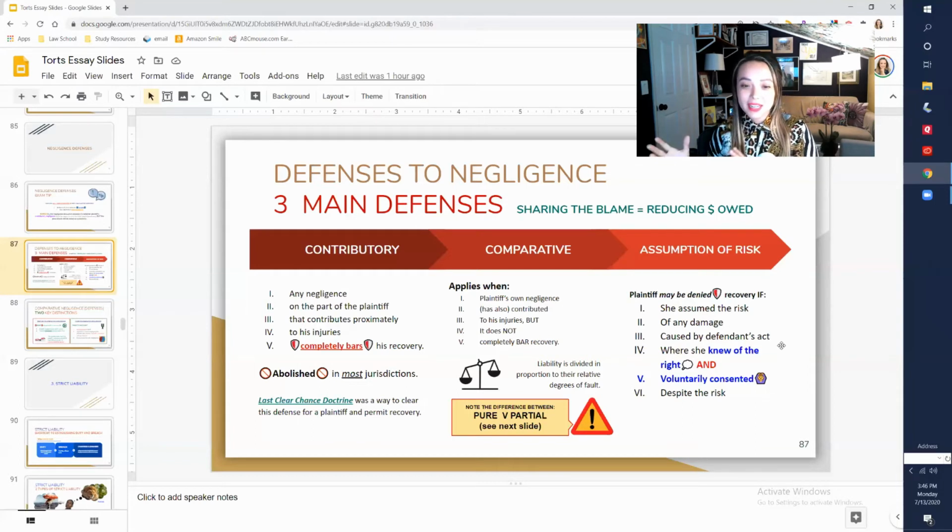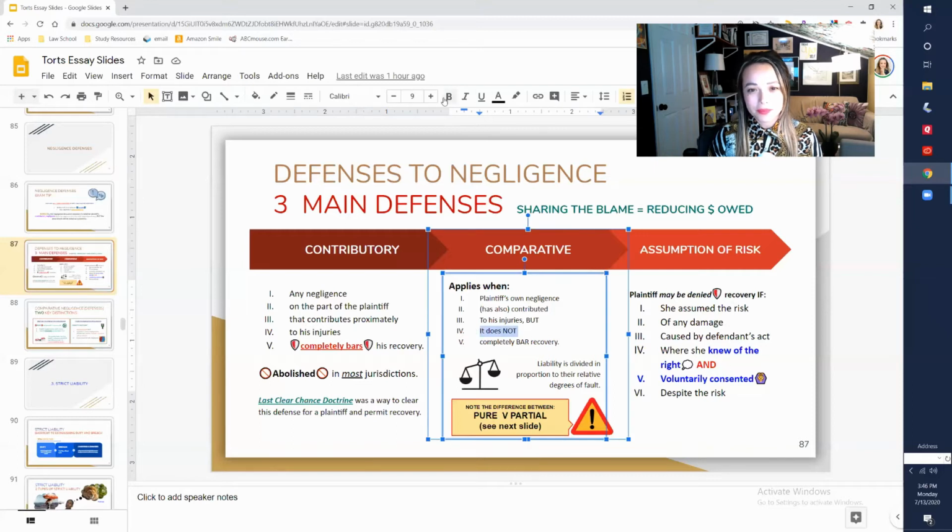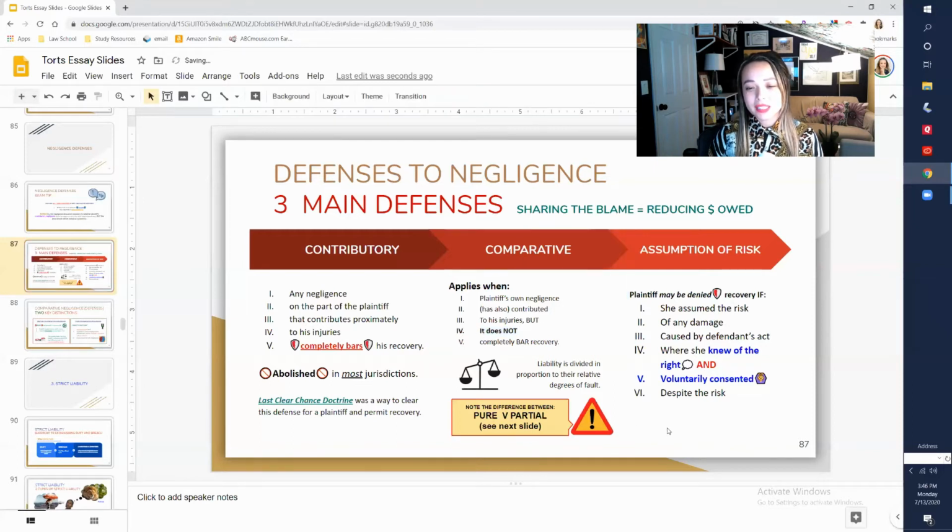So here, the next one, we're going into comparative negligence. And this one is divided into 2 subsections, which you can see here in my little exclamation point. Warning, there's a difference between pure and partial comparative negligence. So when does comparative negligence apply? Of course, you're always going to analyze it in your hypothetical essay exam. The plaintiff's own negligence has also contributed to his injuries, but that does not completely bar recovery. I put it here just separate. Does not. Just so that way it's easy to remember.